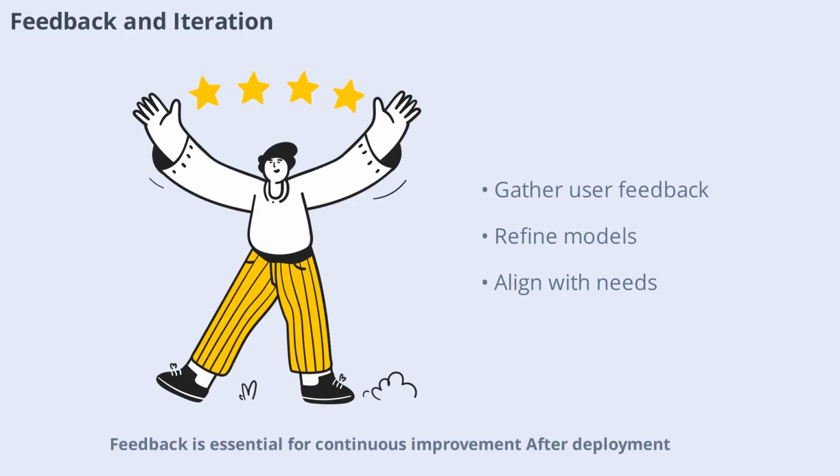Feedback is essential for continuous improvement. After deployment, gather feedback from users and stakeholders to identify areas for enhancement. Iteration means revisiting earlier steps, collecting new data, refining features, or adjusting models based on what's learned. This cycle of feedback and iteration helps keep the project aligned with business needs and ensures long-term success.